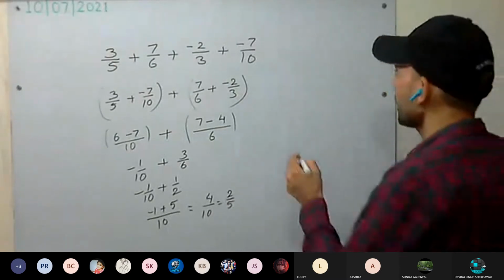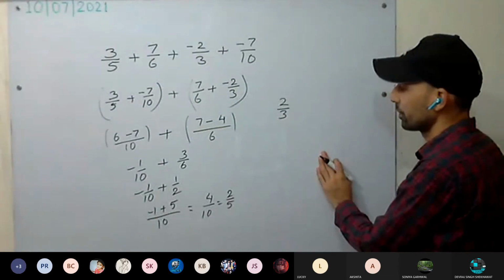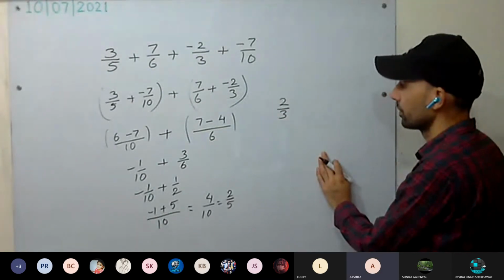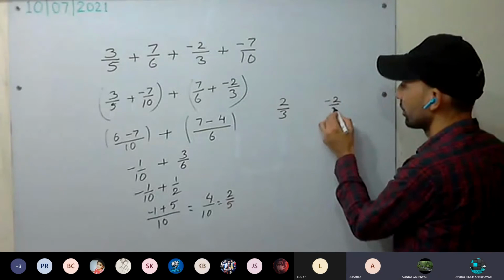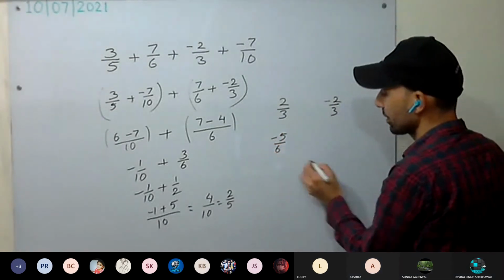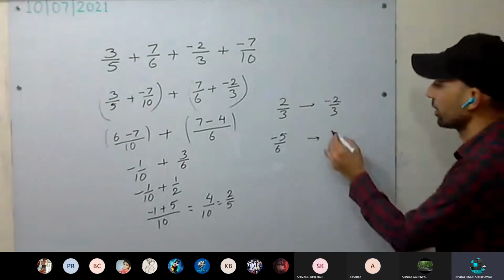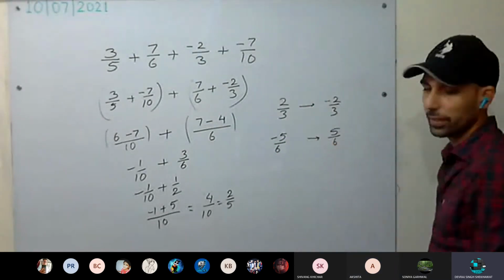Now tell me the additive inverse of 2 by 3. Minus 2 by 3. Okay. Additive inverse of minus 5 by 6 is plus 5 by 6, or simply 5 by 6.